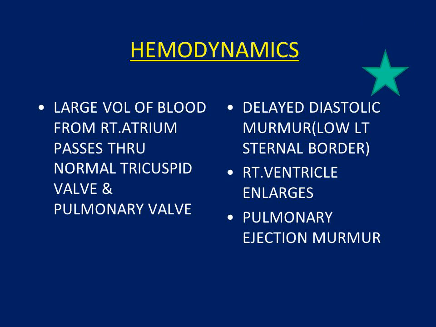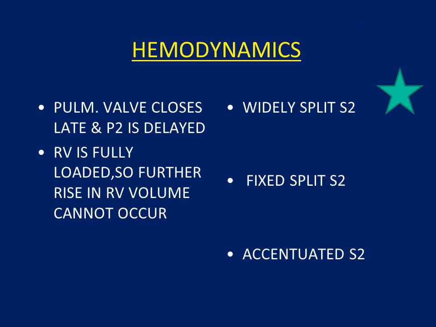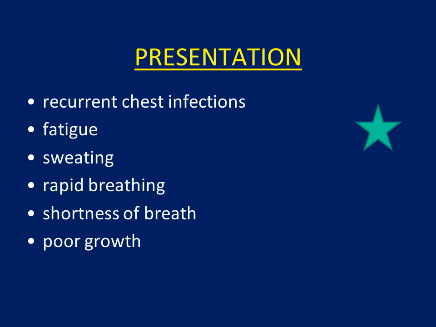Delayed diastolic murmur at the low left sternal border. The right ventricle enlarges. Pulmonary ejection murmur. Hemodynamics: the pulmonary valve closes late and P2 is delayed. The RV is fully loaded, so a further rise in RV volume cannot occur. Widely split S2, fixed split S2, accentuated S2. Presentation: recurrent chest infections, fatigue, sweating, rapid breathing, shortness of breath, poor growth.